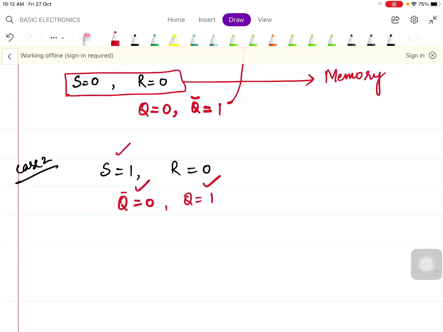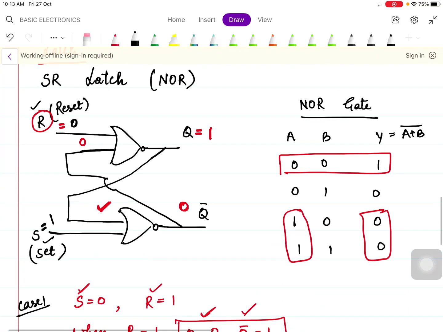Now let us see what happens when we put S is equal to 0, R is equal to 0. As discussed, whether it latches the previous data or not, let us see to it. So when S is equal to 0 and R is also equal to 0, let us see what happens. So let us see, Q bar is 0. So this 0 and 0 will make 1. Again Q is 1. And in the below NOR gate, S is 0 and Q is 1. So 0 and 1 will make 0.